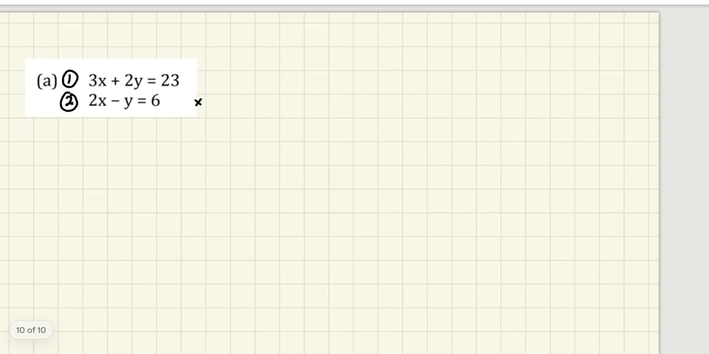So let's times through by -1. So number 1 is still 3x plus 2y equals 23. Number 2 is now minus 2x plus y equals -6. I'm not going to get you to write this down at this stage. Okay? Don't write this one down at this stage. It'll be on video for you to review.